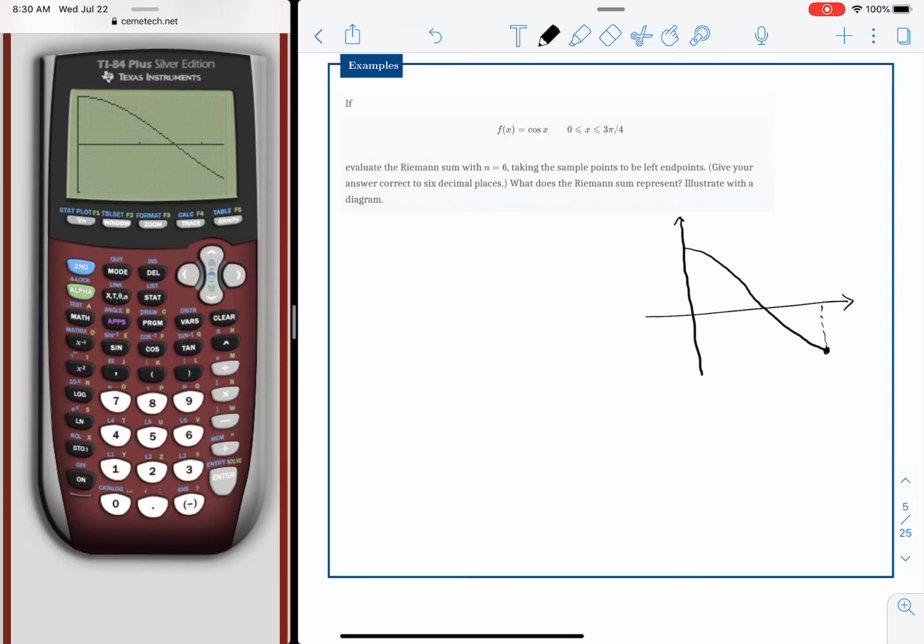That point right there would be 3 pi over 4. Cosine of pi over 2 is 0, and that would be 0. The value up there is 1, and this is the value at cosine of 3 pi over 4. That would be negative 1 over square root of 2.